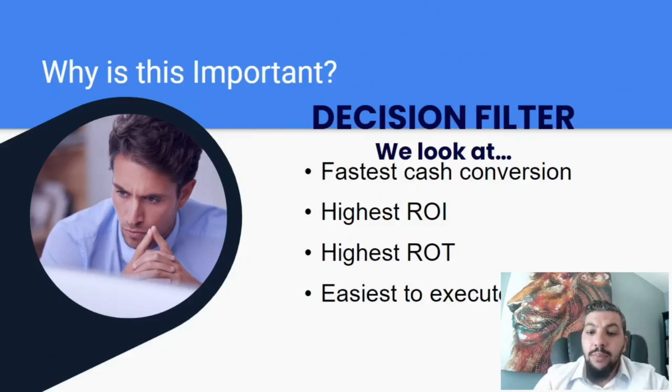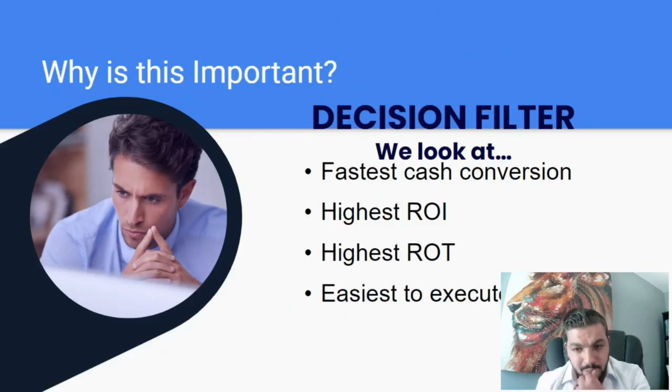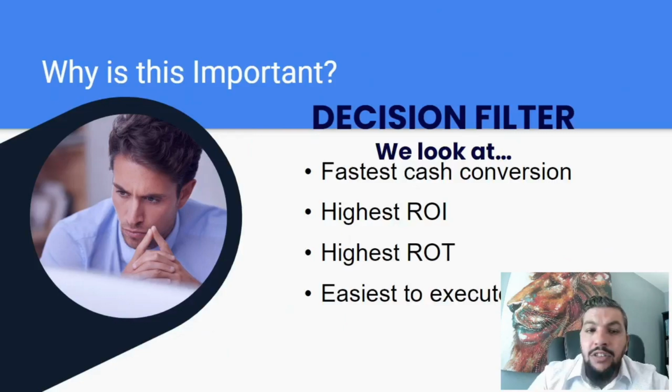So why is all of this important? Especially as I show you the ads that are currently working right now, I want you to know that when my group looks at campaigns and decides where to invest time and money, we're looking for fast conversion cycles. So ads or campaigns that will essentially return the money quicker than others. We're also looking at a high return on investment. We're looking at a high return on time, okay, and campaigns that are easy to execute.